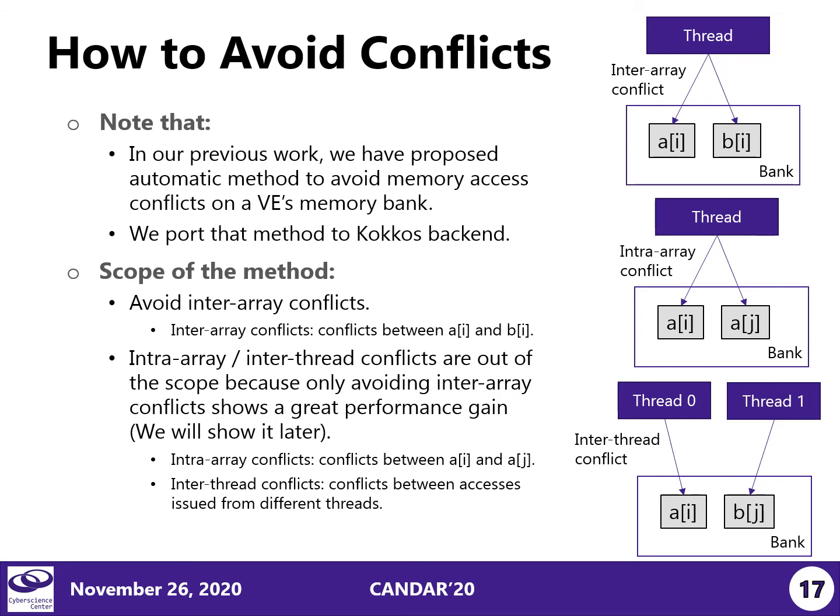Let me talk about the scope of the method. The scope is to avoid inter-array conflicts, that is, memory access conflicts between accesses to elements of different arrays. This figure shows inter-array conflicts. Although there are other types of memory access conflicts, such as intra-array conflicts and inter-thread conflicts, they are out of the scope because a great performance gain can be obtained only by avoiding inter-array conflicts. We will show it later.